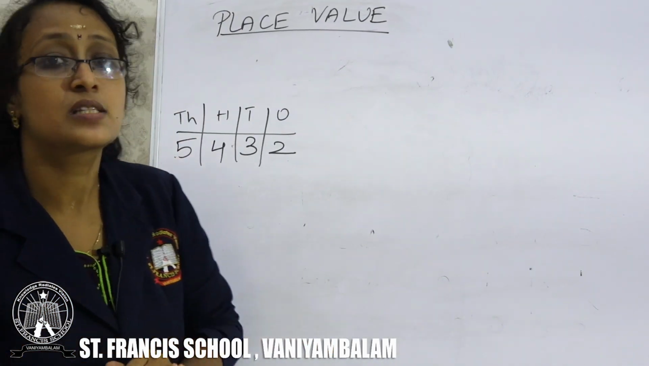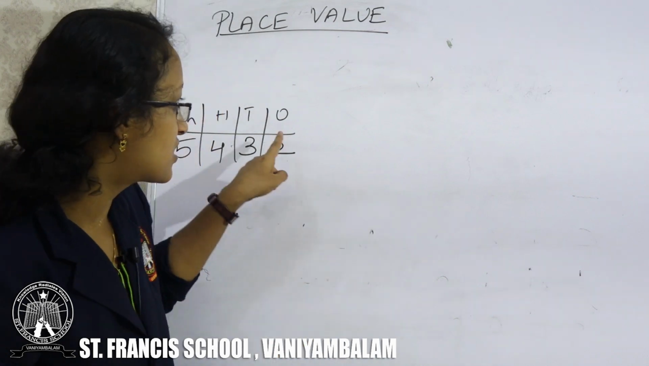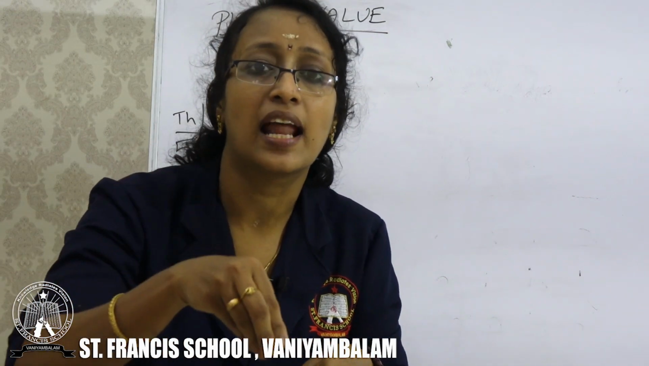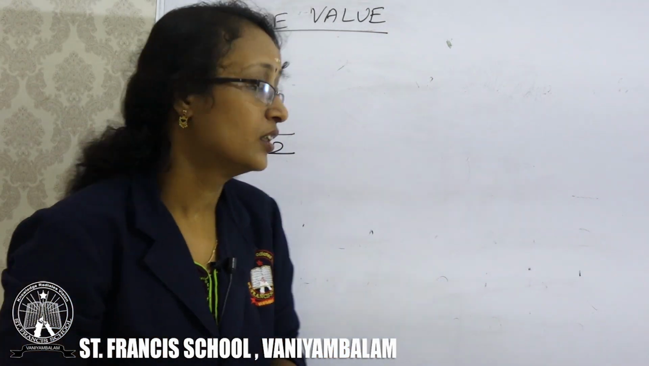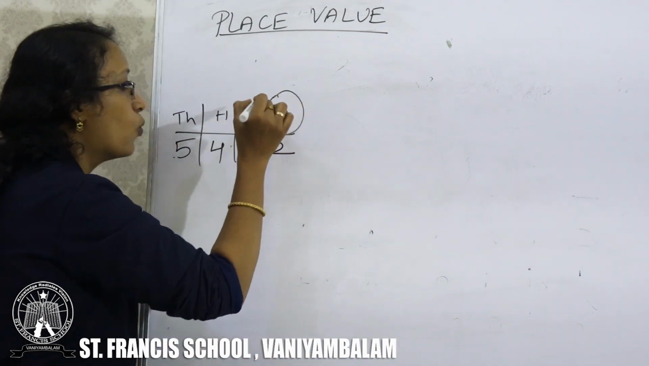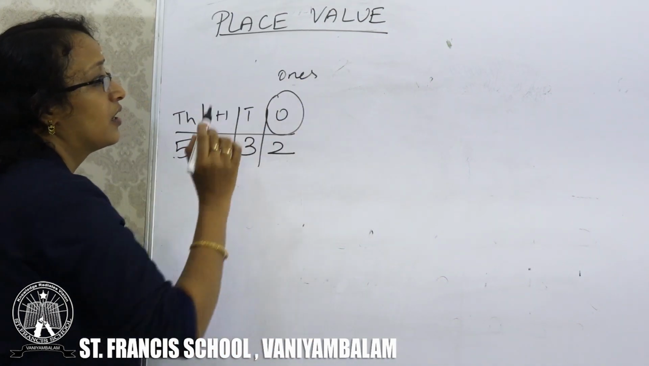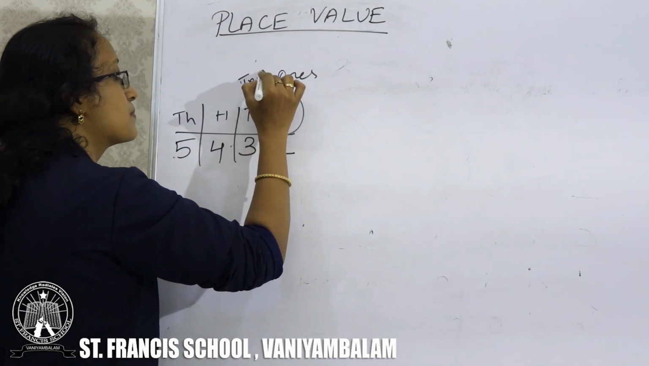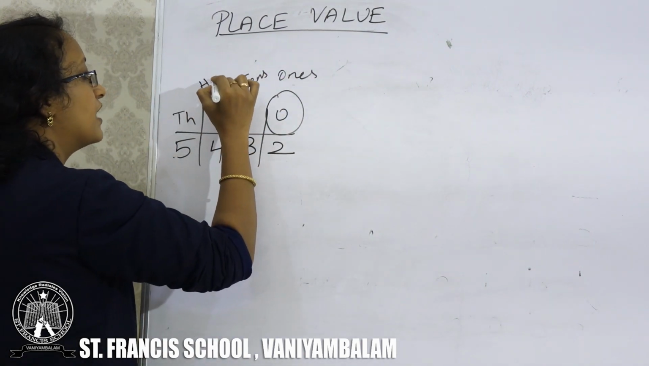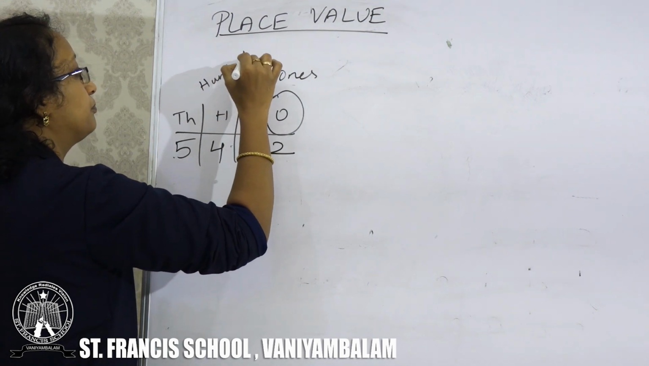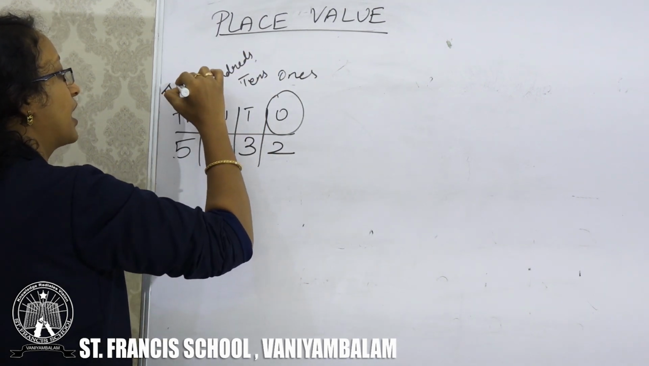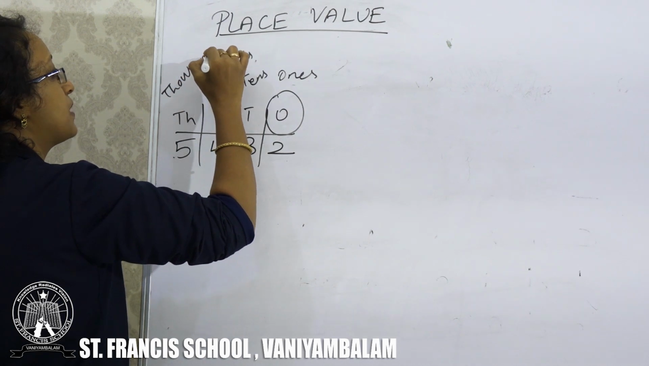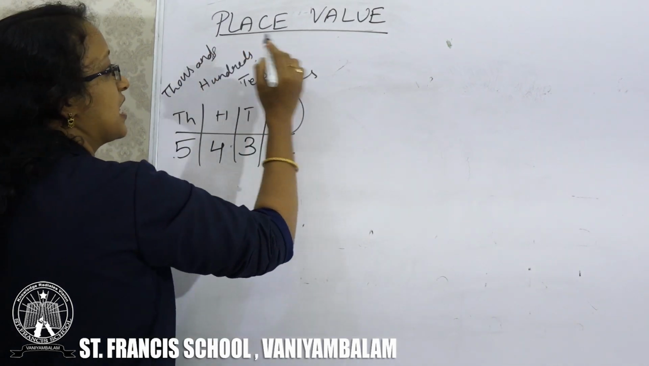So what is the place value of 2 here? Just to check where the 2 lies in the place value chart. It lies in the ones place, right? Where the 3 lies? In the tens place, 4 hundreds place, and here 5 is in thousands place. So what is the place?